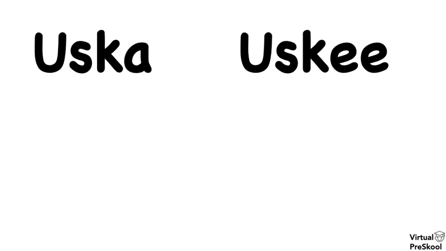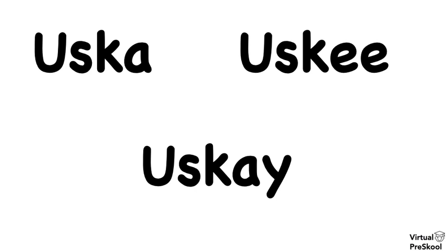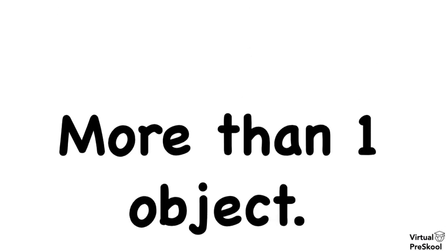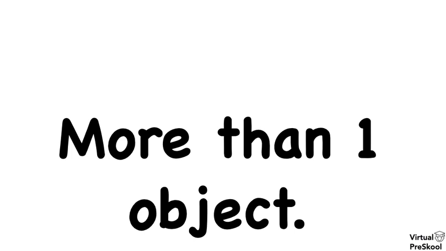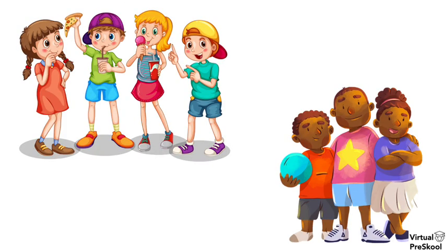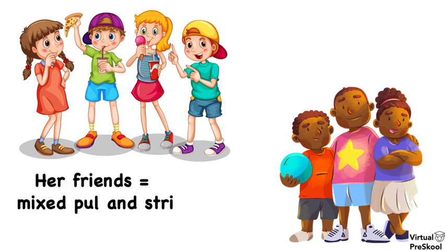We've learned how to use Uska and Uskee. Let's talk about the third one now. Uskay. When do we use Uskay? All right, we use it when there's more than one object. More than one object, plural, okay? But there's a little more to it than that. We use Uskay when the subjects are a mix of pull and stri, like we see this group of friends that are a mix of male and female, or when the subjects are all pull.